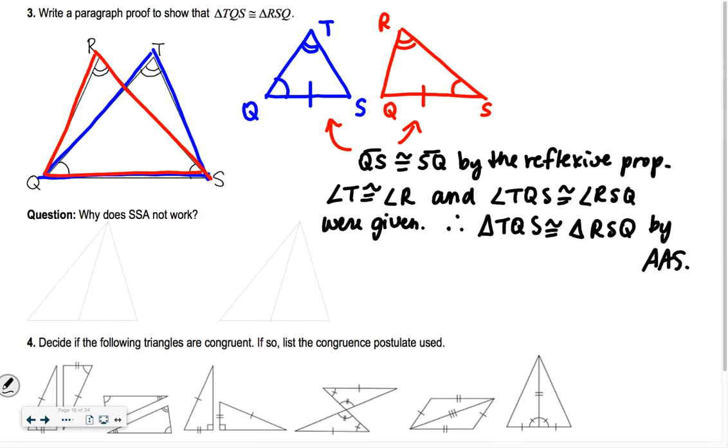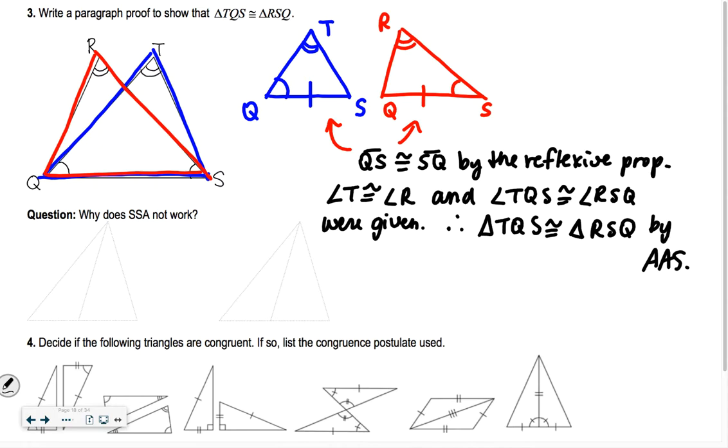Make sense? Do you guys like paragraph proofs, or do you prefer the statements and reasons? It's funny, some people like the statements and reasons because they want little bullet points along the way: this is true, this is true, this is true. But then some people like the paragraph proof because sometimes they like to ramble and go around in circles and get there eventually. I don't have to do step 1, step 2, step 3. I can just put all my information in there somewhere.